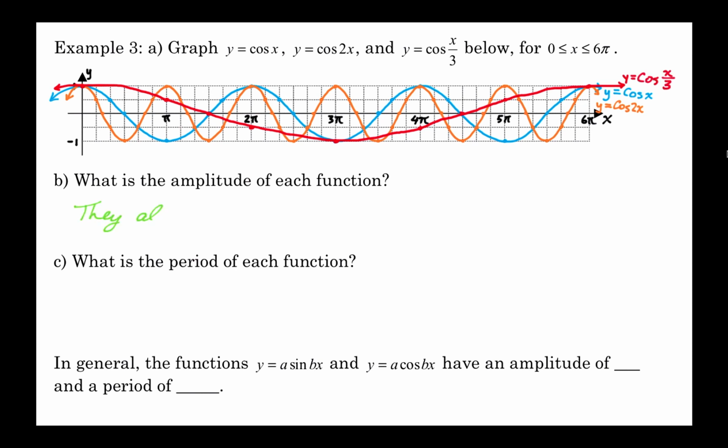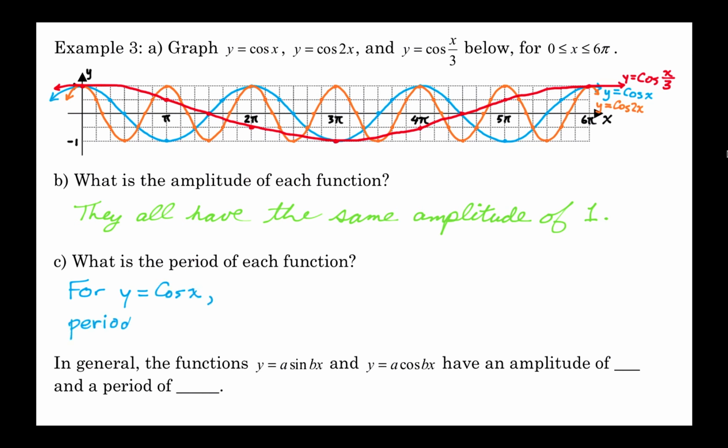So amplitude of all three is the same. They have an amplitude of 1, but the period is different for each one. So for y equals cosine x, we've got a period of 2 pi, or as a joke, you could say the period is the end of a sentence. Ha ha ha ha. So seriously though, the period is 2 pi.